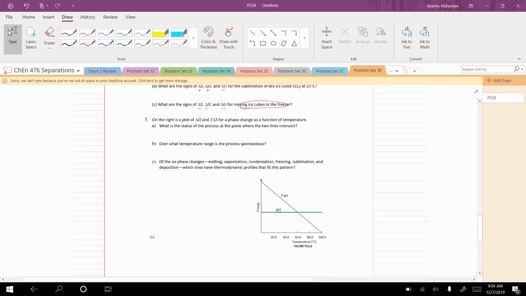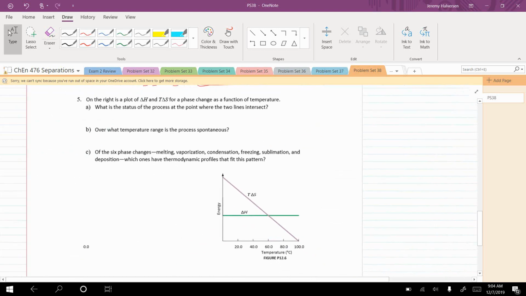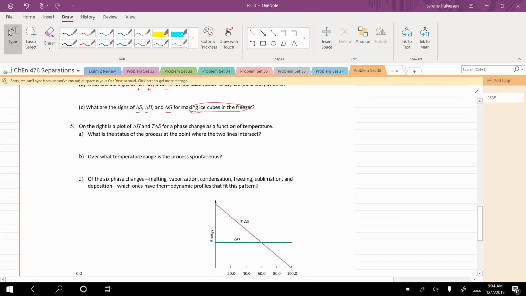All right, and last one here. I don't know how this double zero ended up over here. It should be right there, but it doesn't matter. Okay, on the right hand plot of delta H and T delta S for phase change, it's a function of temperature. So as temperature changes, my delta H term doesn't have any temperature in it, so that's not going to change, but my T delta S term does.